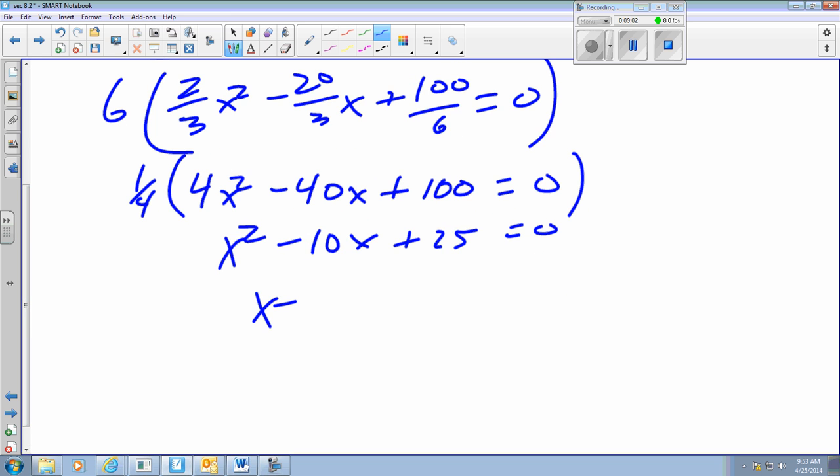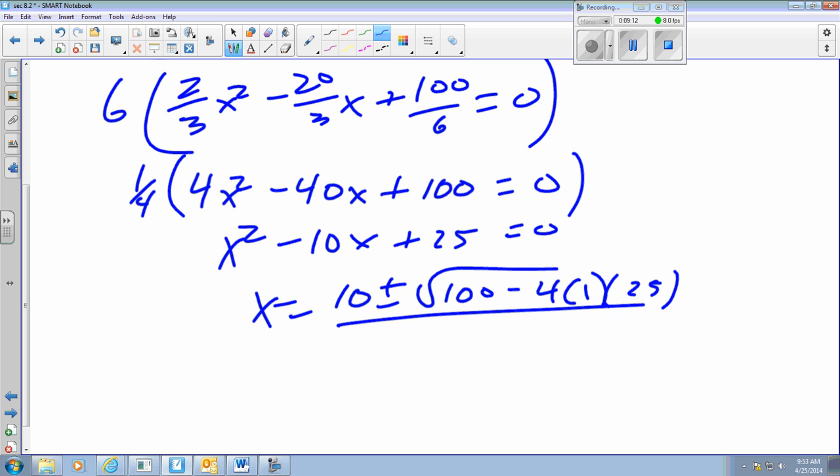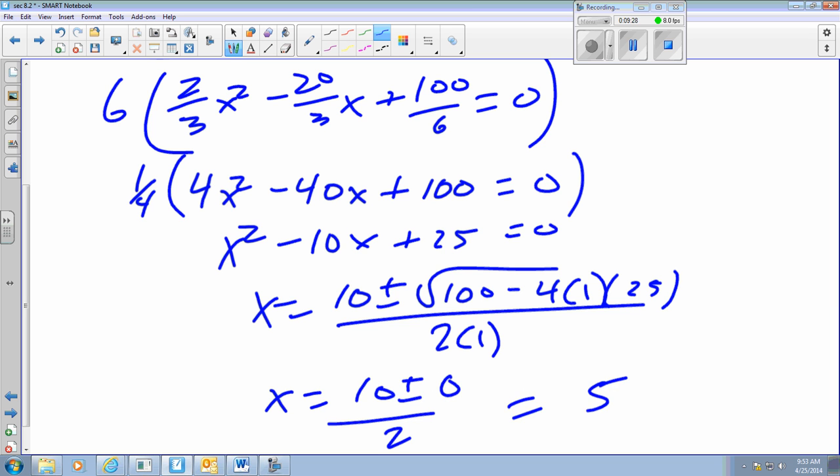I get x equals negative negative 10 plus or minus the square root of negative 10 squared, which is 100, minus 4 times 1 times 25, all over 2 times 1. And if you notice inside here, negative 4 times 1 times 25 is a negative 100. 100 minus 100 is 0. Square root of 0 is 0 over 2. And so either way, plus or minus, I'm going to get the answer 5. When we get one answer, we know that this thing had to have been a perfect squared trinomial.